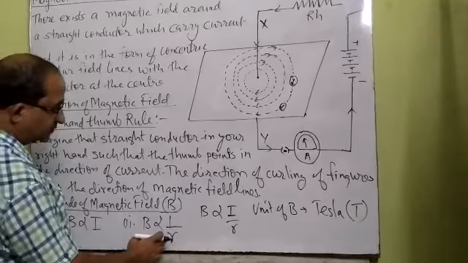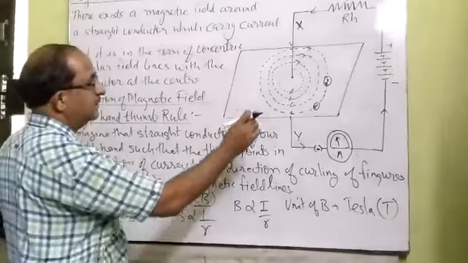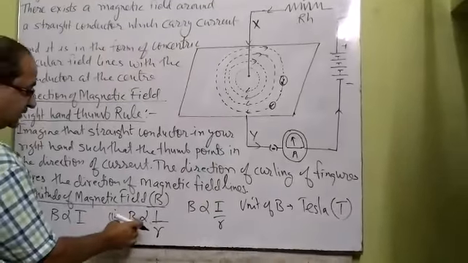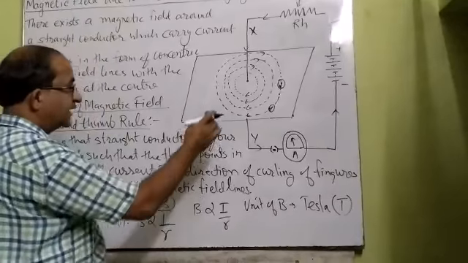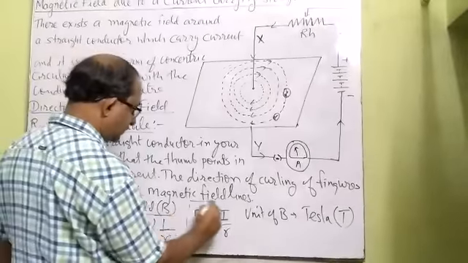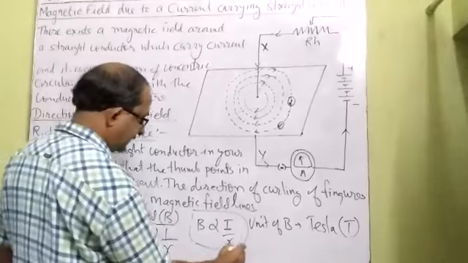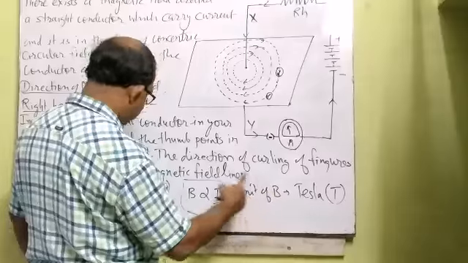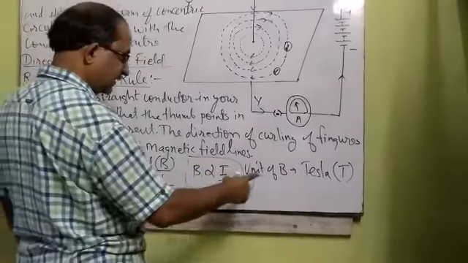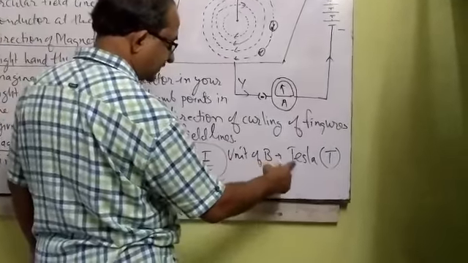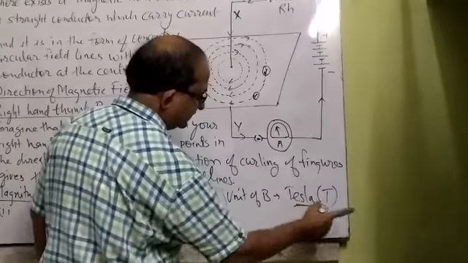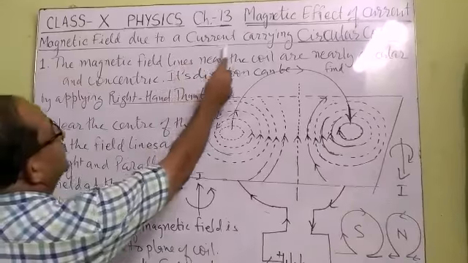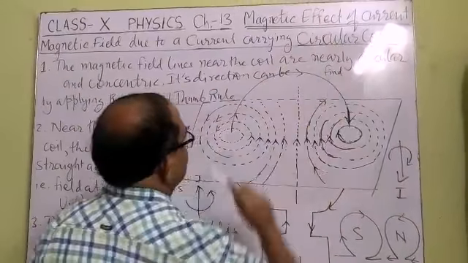Another, B is inversely proportional to the distance of the point from the conductor. Means B is inversely proportional to R, where R is the distance. By combining both factors 1 and 2, we get the expression B proportional to I by R. Now the unit of B, the magnitude of the magnetic field, is expressed in Tesla. The unit is Tesla. Now we shall study the magnetic field due to a current carrying coil.